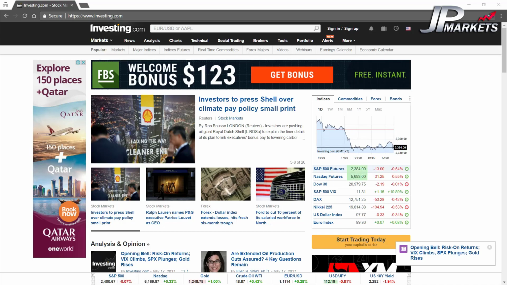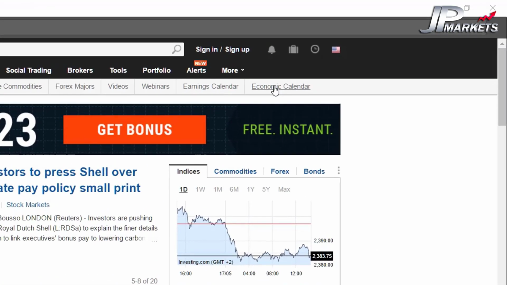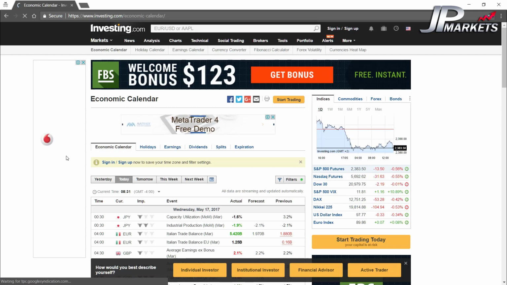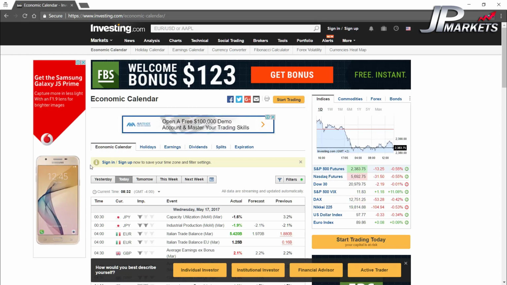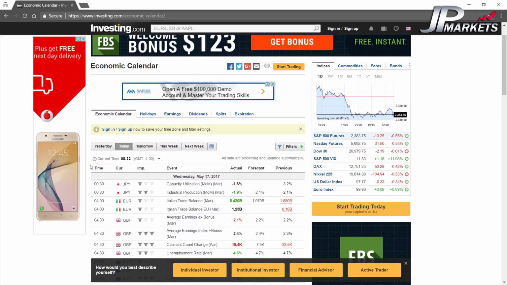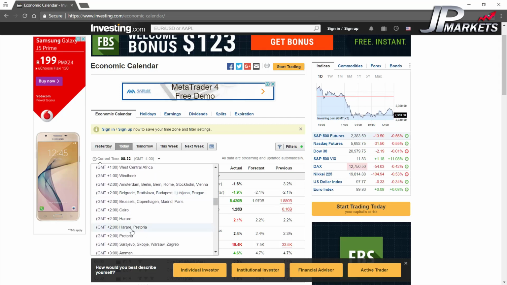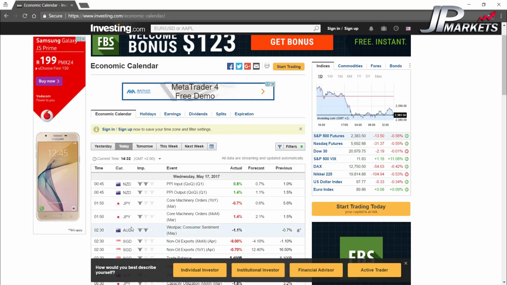So when you go to investing.com, have a look for economic calendar. Go ahead and click on it. Once that page is finished loading and all the adverts are finished loading, go ahead and look at current time, click in the drop down and select the time zone that you're in. Now down here in South Africa, we're in GMT +2. You can select Harare, Pretoria. This will make sure that there's no daylight savings time settings. And by default, it'll always show you what's on today.